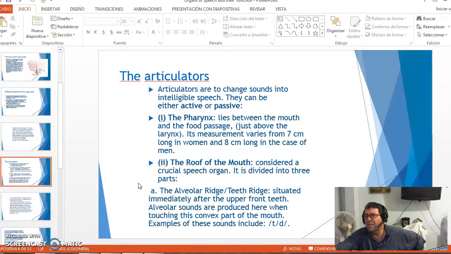It is divided into 3 parts. A. The alveolar ridge, which is also known as the teeth ridge. It is situated immediately after the upper front teeth. Alveolar sounds are produced here when touching this convex part of the mouth. Examples of these sounds include t, d.